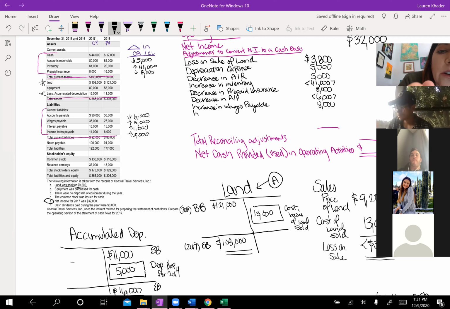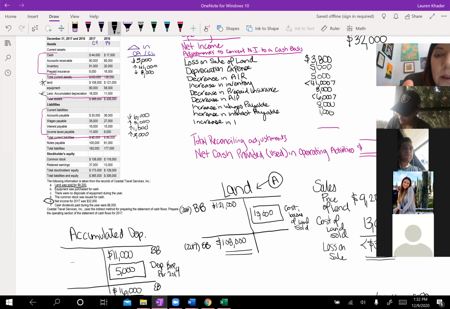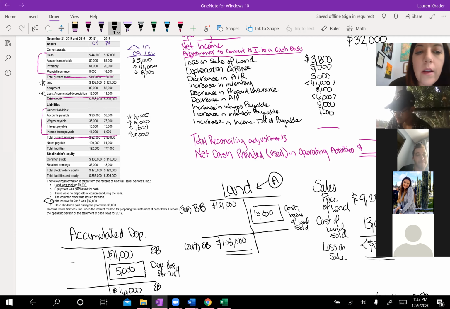Interest payable also increased. Increase in interest payable. We recorded a higher expense than we actually incurred on a cash basis, so we get to add back the 1,000. Last one, increase in income taxes payable. And 3,000 is going to be added back.